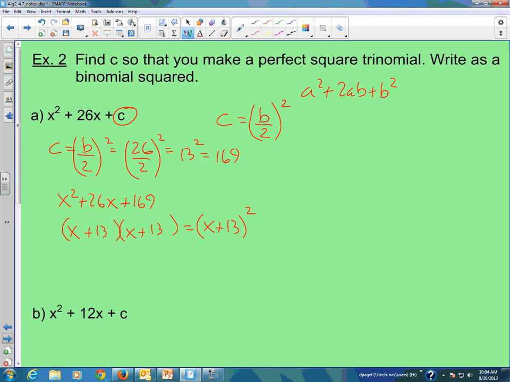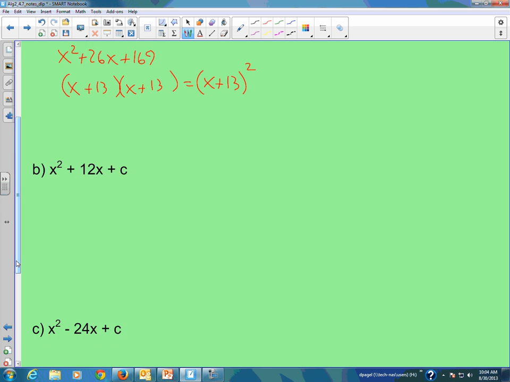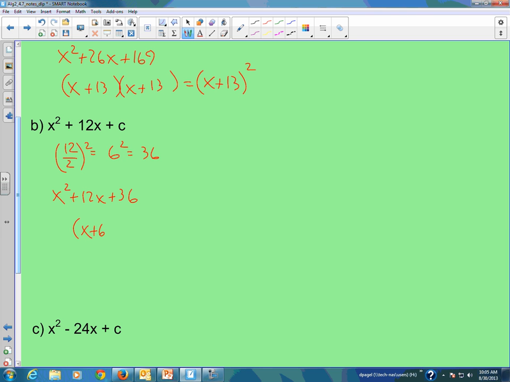And that's our goal, is to get us into that format so we can write a binomial square. Let's try it here with b. Again, taking my b term and half of it, and then rewriting it as a perfect square trinomial, and then recognizing that this perfect square trinomial can factor, I would get x plus 6 squared.